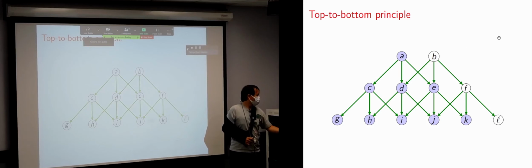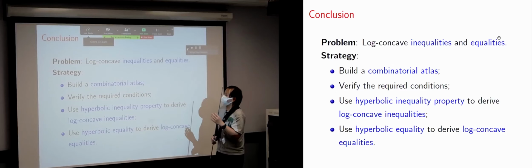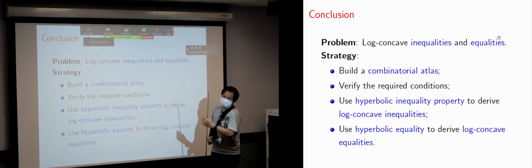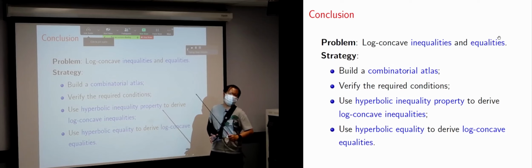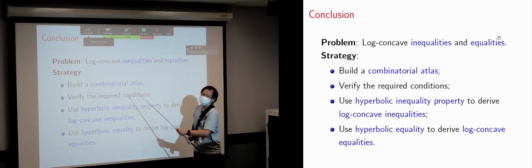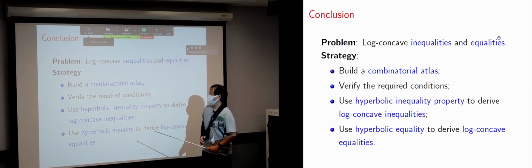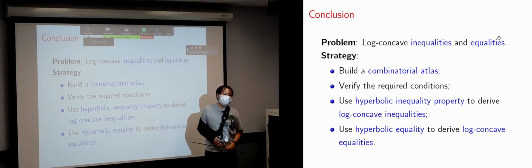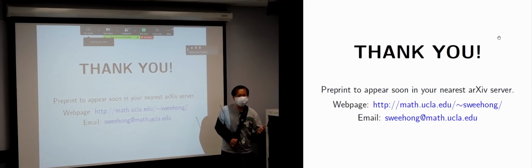Okay, let me just do the conclusion now. In conclusion, what we have now is a new method to prove log-concave inequalities and also prove equalities if we can do it. The cost we pay is that we need to do this combinatorial atlas. We need to build this combinatorial structure. We need to verify some conditions. But once you do that, the payoff is tremendous. Everything else, the log-concave inequality, log-concave equalities, then follow automatically. And I think that is all I want to say for today. Thank you very much for the attention.